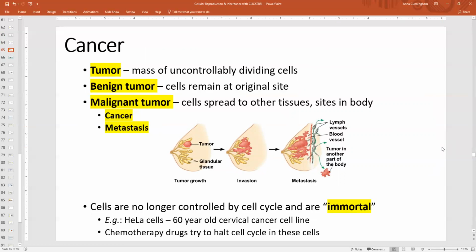You can have what's called a benign tumor, and a benign tumor means that that tumor is relatively safe. The reason it's relatively safe is because it stays at the original site. So for example, we talked about if I cut my skin and I had the cells grow right here, if that tumor or that mass of cells stayed on my skin, that would be a benign tumor. It would stay there, right?